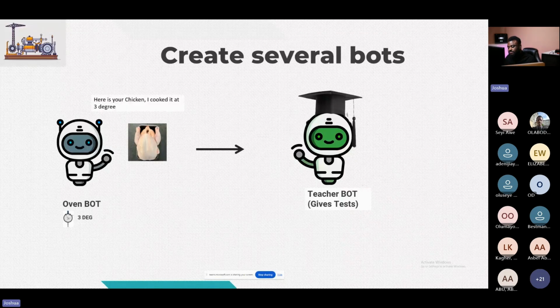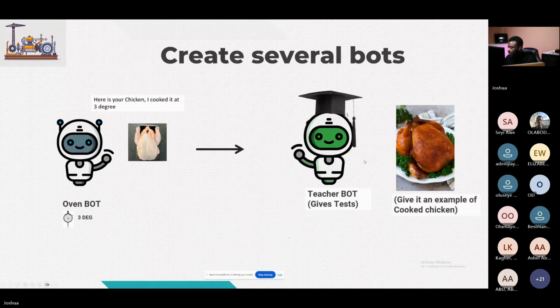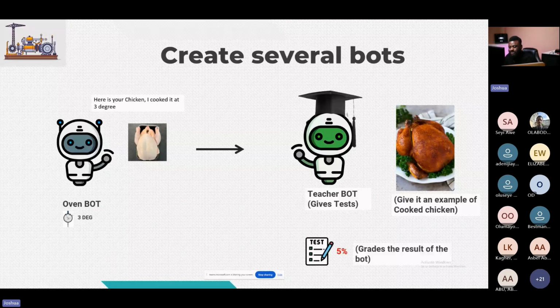What do you think? The teacher bot will take this chicken and take the one we provided it with. Remember, we had given it a labeled data of what a perfect chicken looks like. It will take the 2 of them and it will now mark the test and say, okay, fine, based on what I know is the correct answer, how much do I score you as? In this case, let's say it gives him a grade of 5%. You know what? Your chicken still looks raw. It doesn't have any flavor. We don't like how it is. So I'll give you a score of 5%.